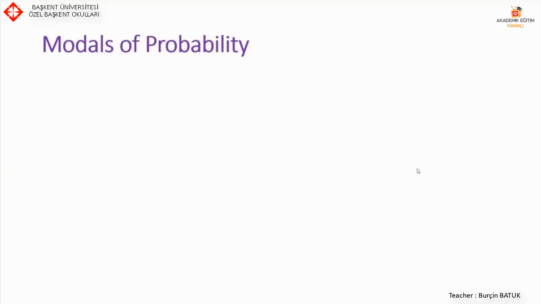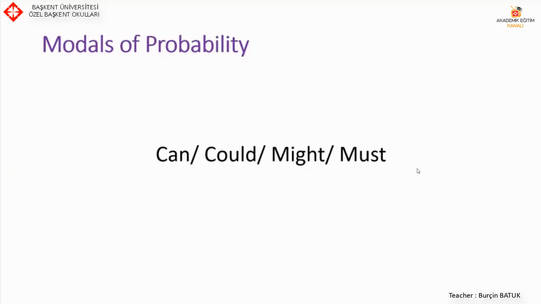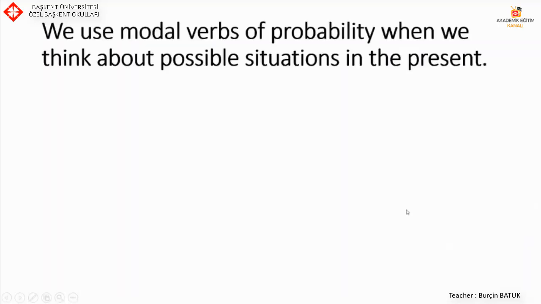Now we're going to review the modals of probability. What are they? They're can, could, might, and must. We use modal verbs of probability when we think about possible situations in present.